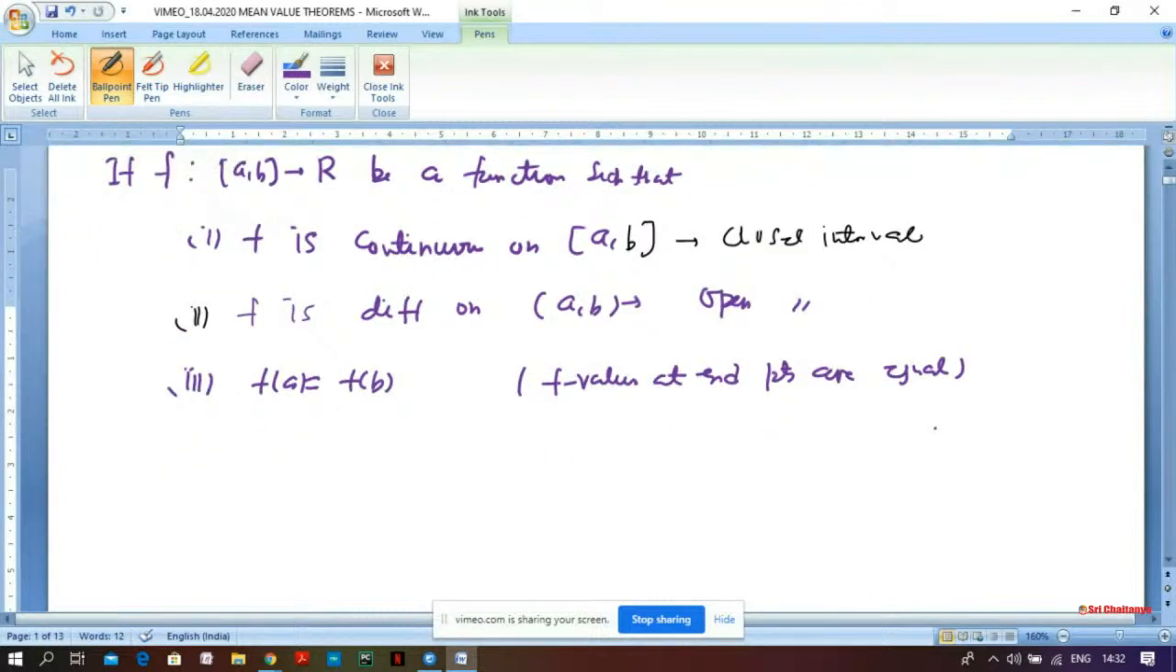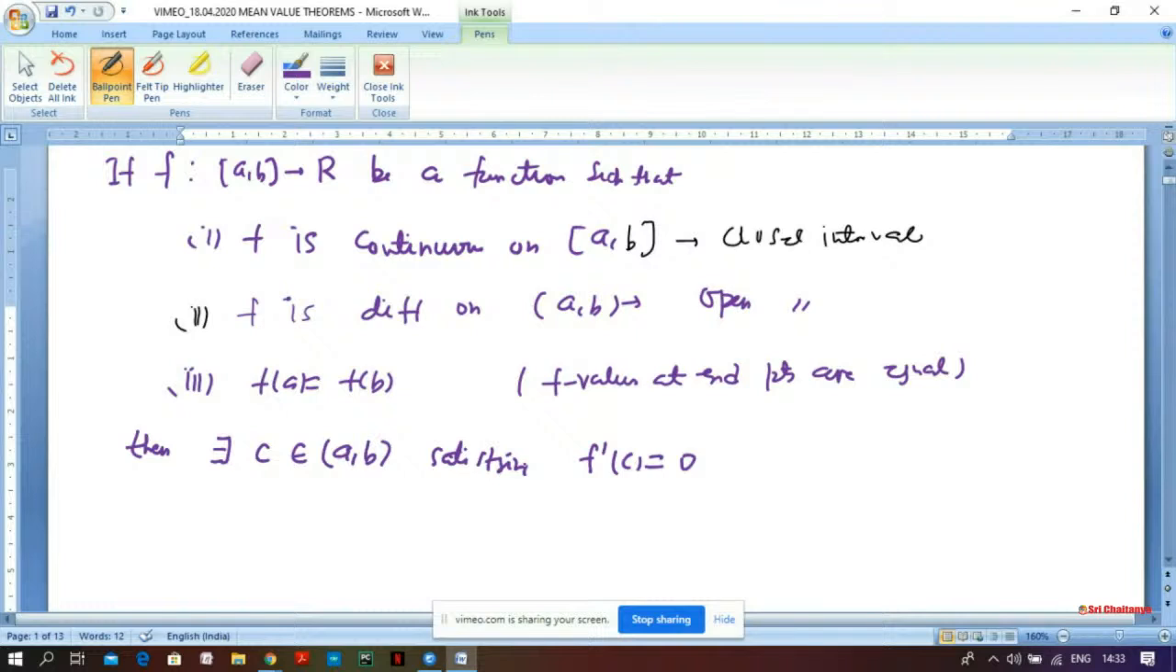So if these three conditions are met, this is the hypothesis satisfied, then there exists some c belonging to (a, b) open. Means there is a point c in the open interval (a, b) satisfying f'(c) equal to 0.